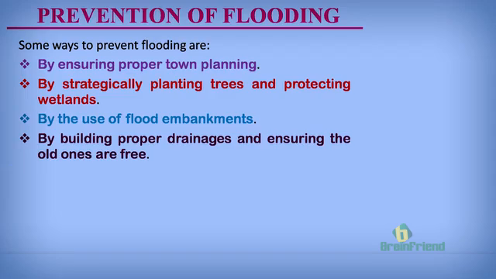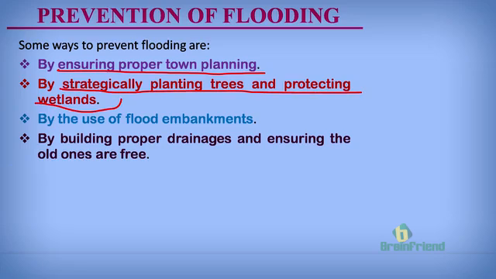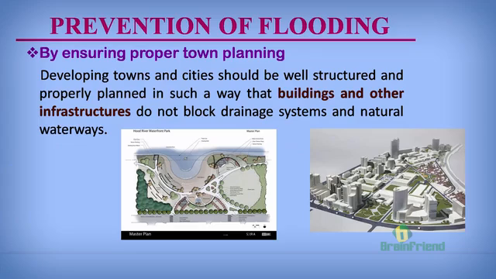Some of the ways to prevent flooding within an area is by ensuring the proper use of town planning. We can also prevent flooding by strategically planting trees and protecting wetlands within a community or within an area, by the use of flood embankments, and by building proper drainage channels and ensuring that the old drainage channels are free from refuse and so on. So let's look at the first one. How do we prevent flooding? By ensuring proper town planning.